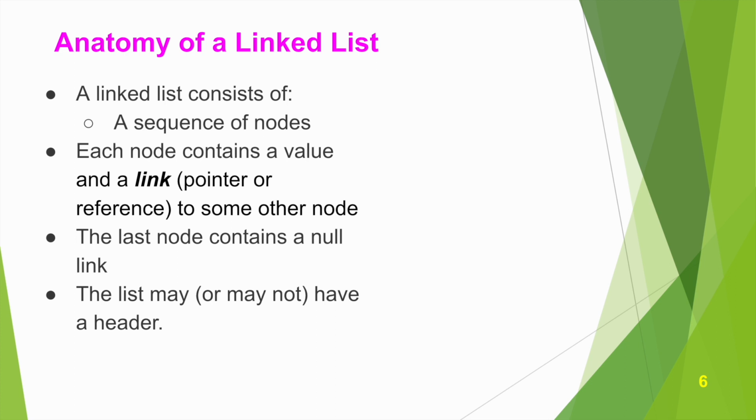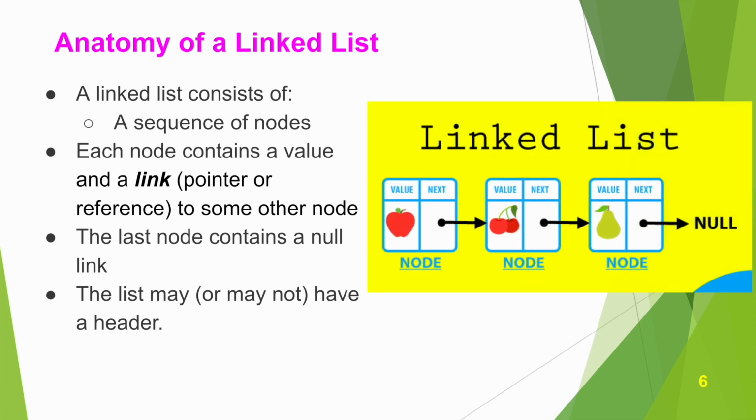Anatomy of a linked list. A linked list has a sequence of nodes. Each node contains a value. It could be a string or a number. It could be anything. And the value is inside a node, and also the next pointer's value is saved within this node. The last node contains a null because that's the end of the link. The list may or may not have a header. As we can see here, there's no header, and in the previous slide we have a linked list with a header.